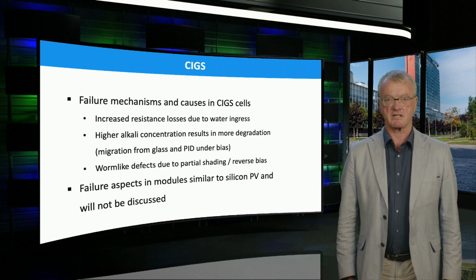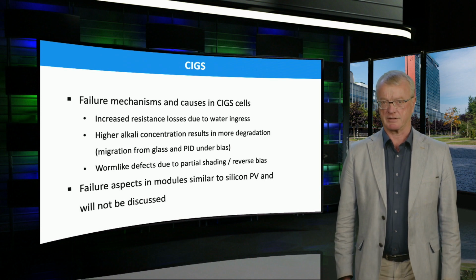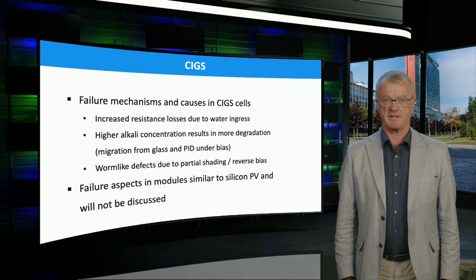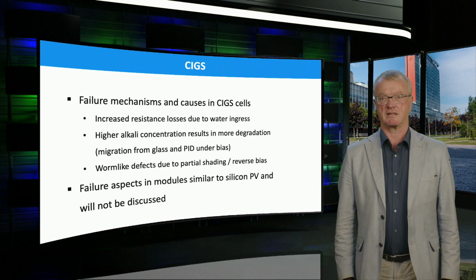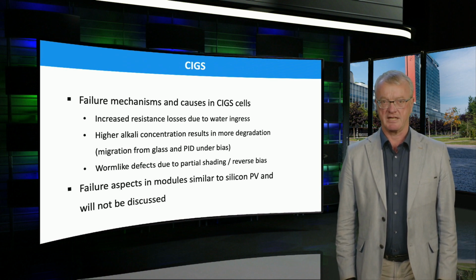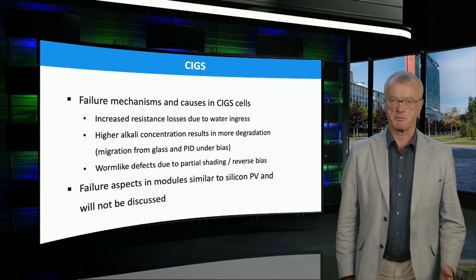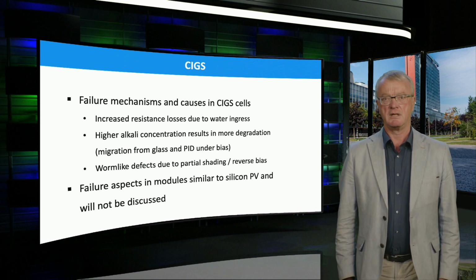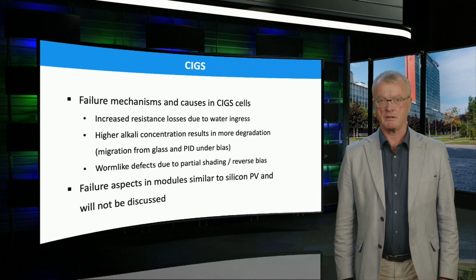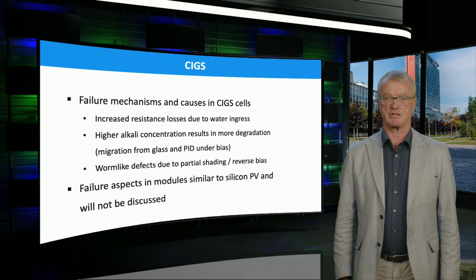For CIGS, different failure mechanisms and causes have been identified. An increase in resistance losses, both series and shunt resistance, can be caused by water ingress. The material and interface quality can be decreased due to alkali migration from the glass. Alkali migration can also lead to potentially induced degradation, in short PID. Worm-like defects can be formed in reverse bias, caused by partial shading, and resulting in local shunt paths. In the next slides, we will present more details. Failure aspects in the module, for example delamination, are similar to silicon PV and have been discussed in a previous lecture.